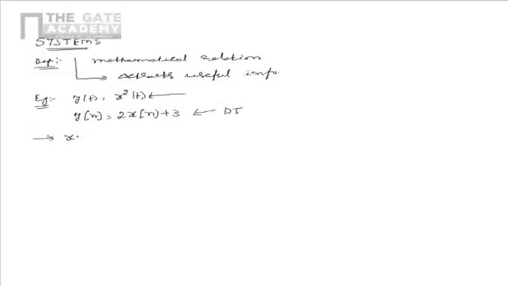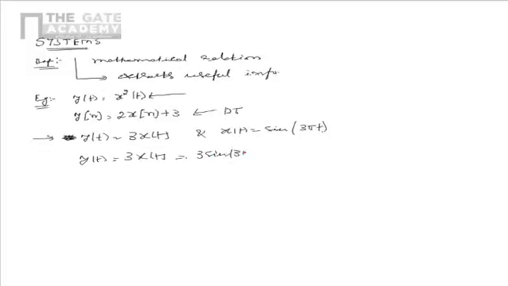Let us consider a system y of t is equal to 3 into x of t. And suppose there is an input of x of t is equal to sine 3 pi t given to the system. Now we have to find the output. In this case, y of t is equal to 3 into x of t, that is equal to 3 into sine of 3 pi t. So this is the response of the given system for the given input.